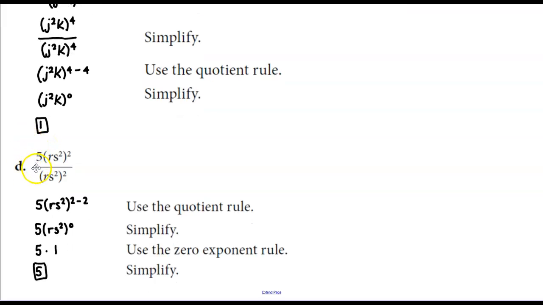Next, part D. We have 5 times the base rs squared to the power of 2 divided by the base of rs squared to the power of 2. So the 5 remains a constant. We have the same base and we're dividing them, which means we need to subtract our exponents, which is 2 minus 2. So we're going to get 5 times rs squared to the power of 0, and that's going to equal 1. So 5 times 1 is going to give you the value of 5.